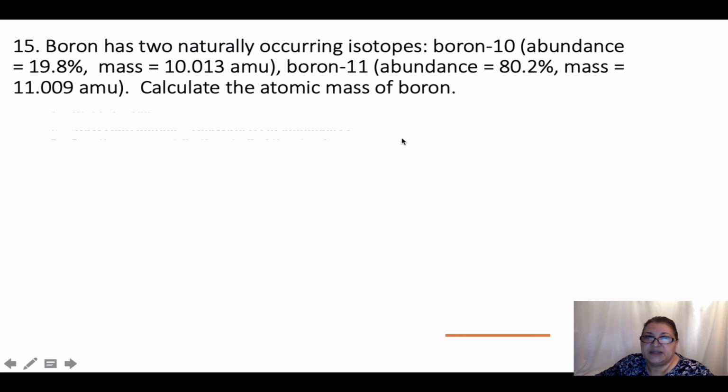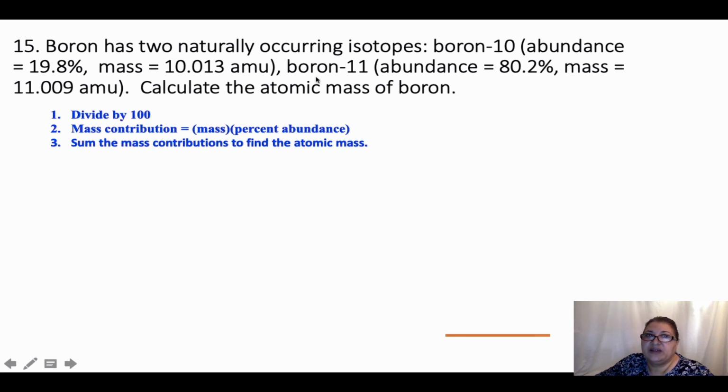There are 3 steps. Step 1, you divide by 100 to get rid of the percent sign. So you want the decimal. Second, whatever you get, you multiply by the mass. Third, you add them all up.